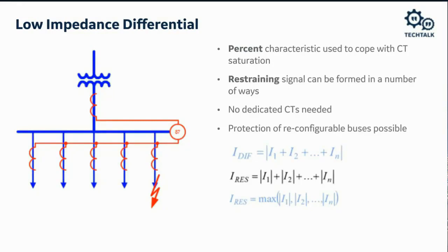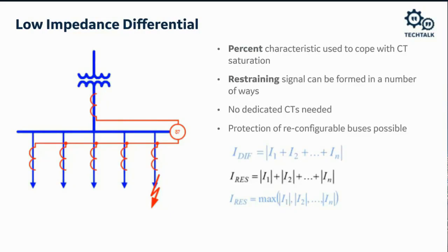For an external fault, we should have a low differential signal compared to a high restraint signal. So our differential signal to restraint signal ratio will be very low so that we will restrain from tripping. Because of this percent differential that we calculate, this scheme is commonly also known as a percent differential scheme.